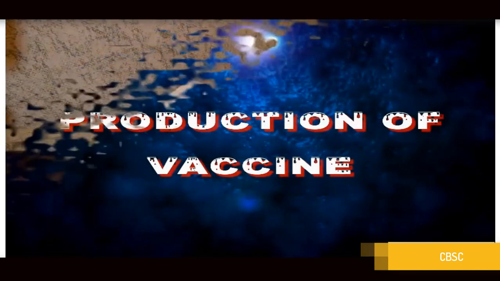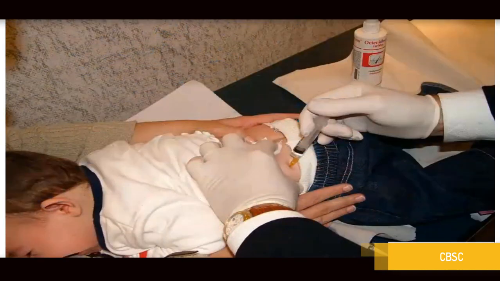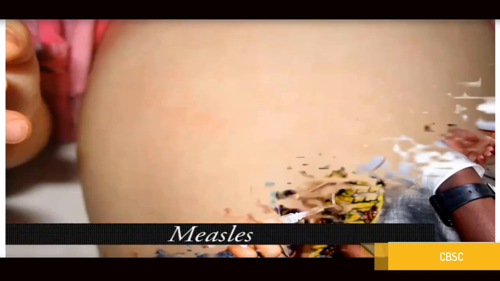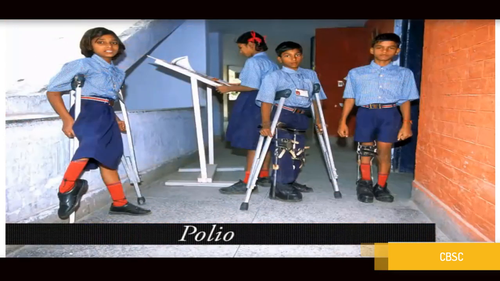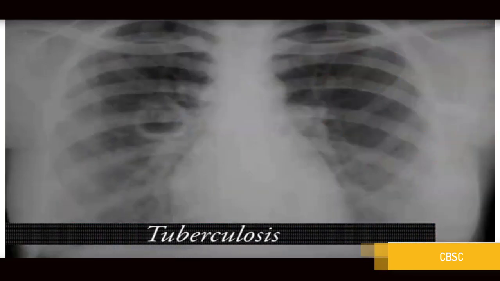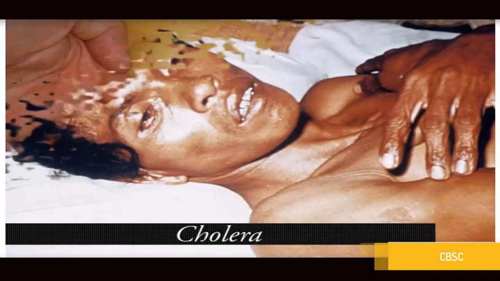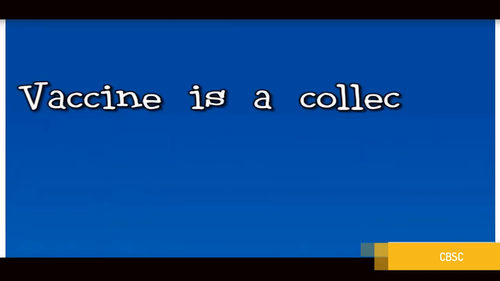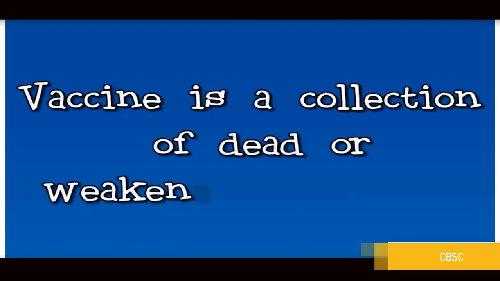In your childhood, you must have been given vaccines through injections or drops to protect you against several diseases such as measles, polio, tuberculosis, cholera, hepatitis, etc. Now, can you tell what a vaccine is? Vaccine is a collection of dead or weakened microbes.